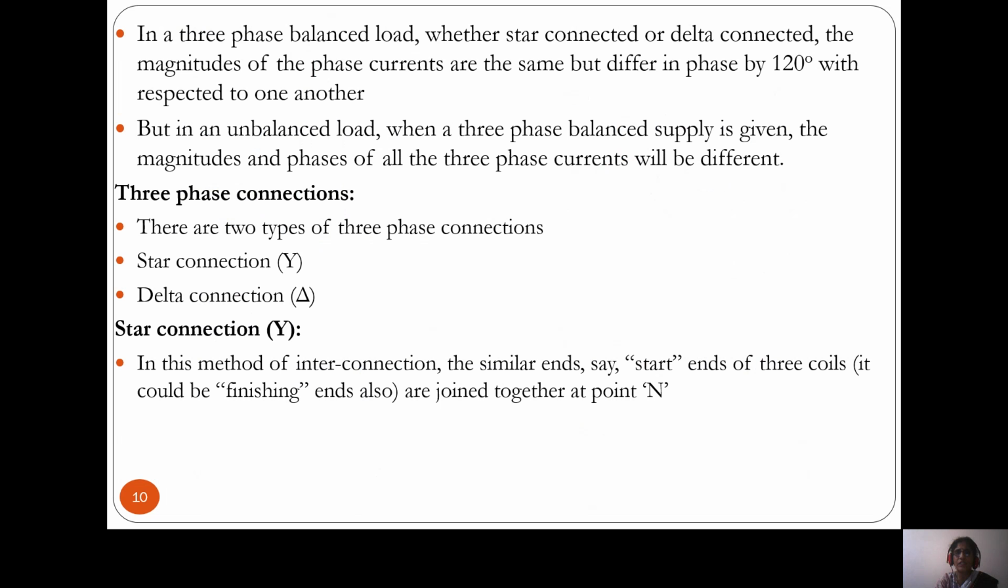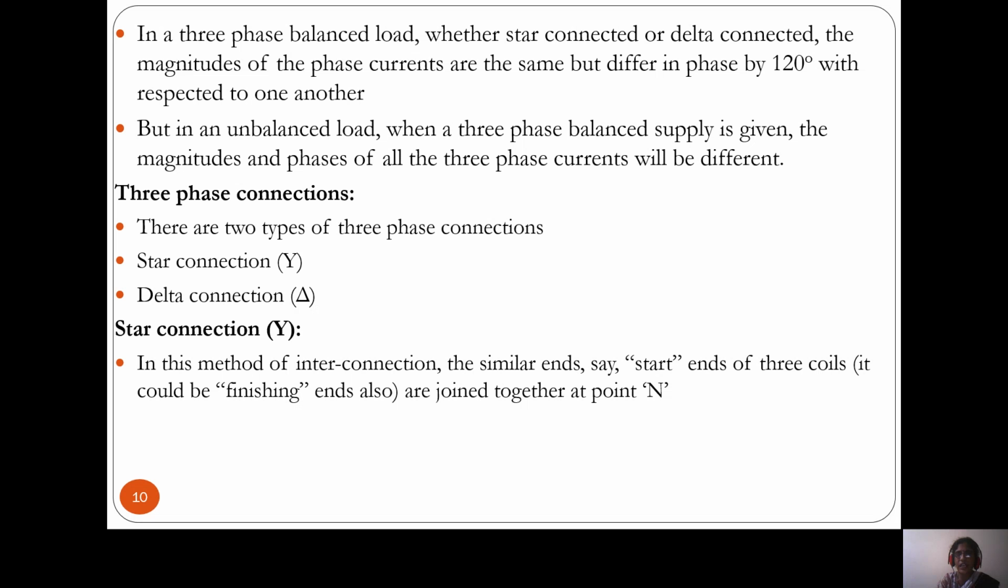Next we discuss balanced loads and unbalanced loads. In balanced loads, the phase currents are the same in magnitude but differ by 120 degrees from each other. In unbalanced loads, the magnitude and phase are not the same, so it is called an unbalanced load. And then the winding connections. Generally a three-phase winding has 6 terminals: A, B, C or R, Y, B are the starting ends, and A dash, B dash, C dash are the finishing ends of the windings for the three-phase system.